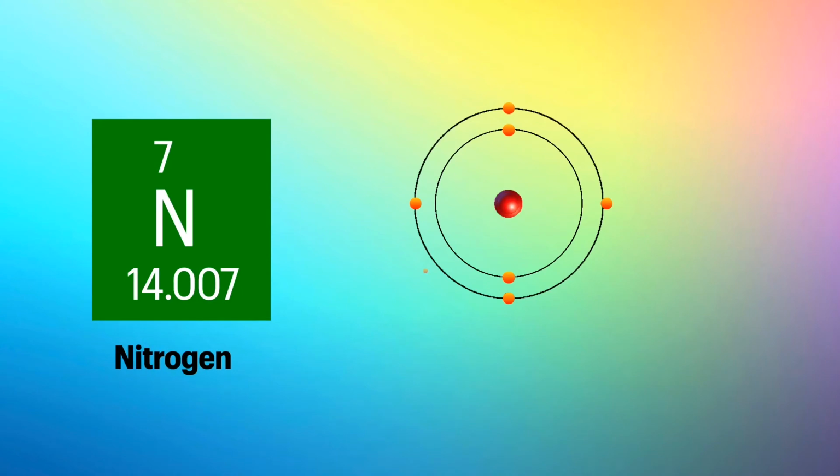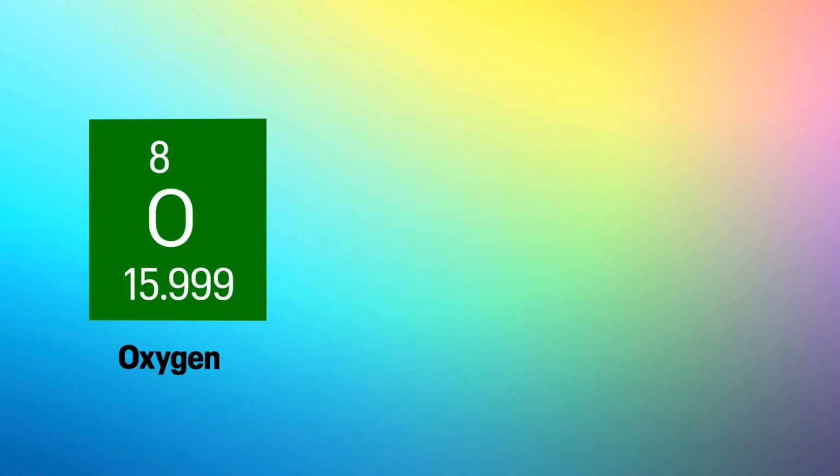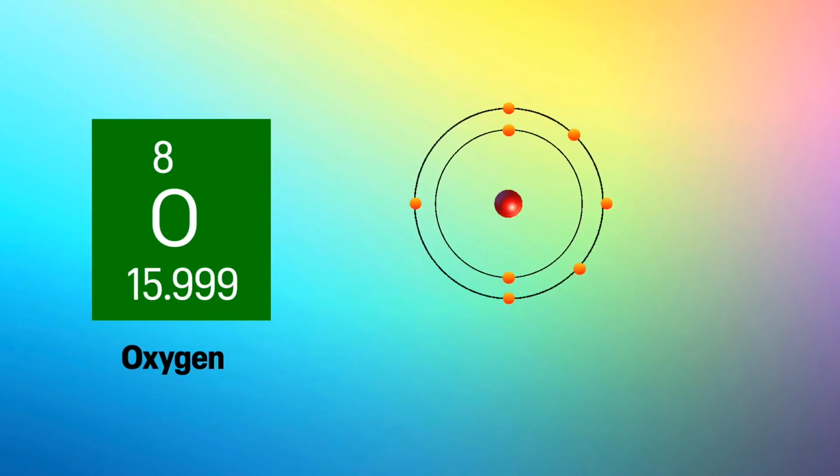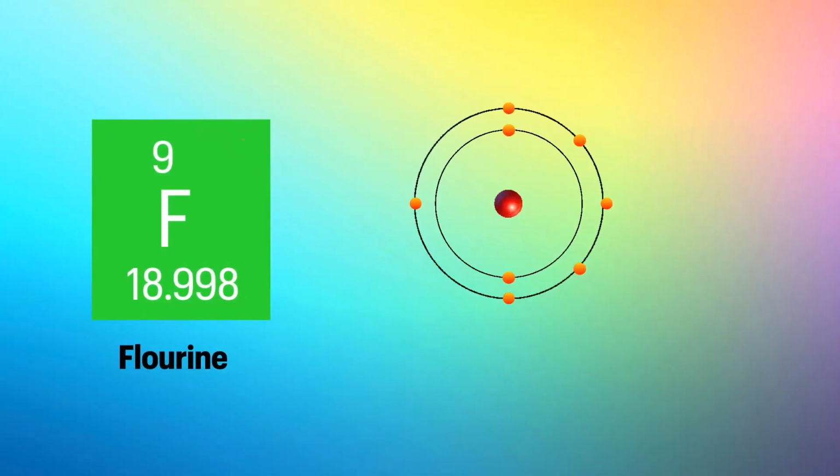Nitrogen has electronic configuration of 2, 5. That means 2 will be in the first shell and 5 electrons in the second shell. The electronic configuration of oxygen is 2, 6. That means 2 electrons in the first orbit and 6 in the second orbit, because it has atomic number 8, that means the number of protons and electrons are also 8. Fluorine has 9 electrons, 2 will occupy the first shell and 7 will occupy the second shell.